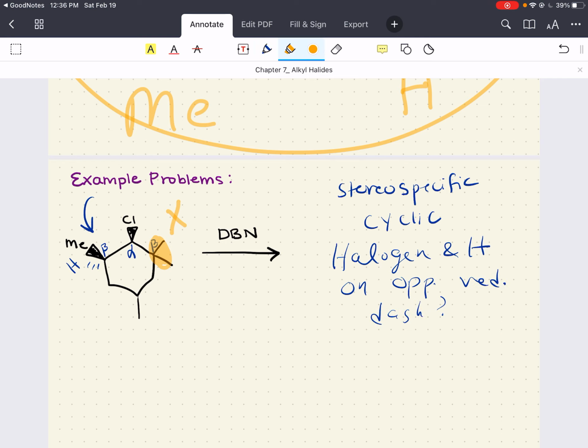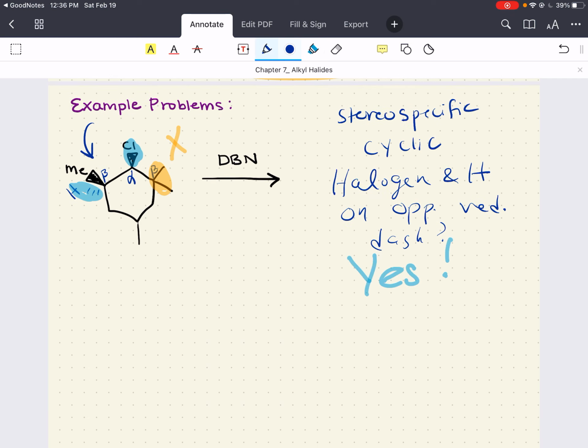So let's see. Our halogen, our chlorine, is on a wedge. Our hydrogen is on a dash. They're opposites of each other. Yes, fantastic. That means we get one product, where our base is going to come steal the hydrogen. The hydrogen is going to dump its electrons between the alpha and beta position. And then the halogen leaves.